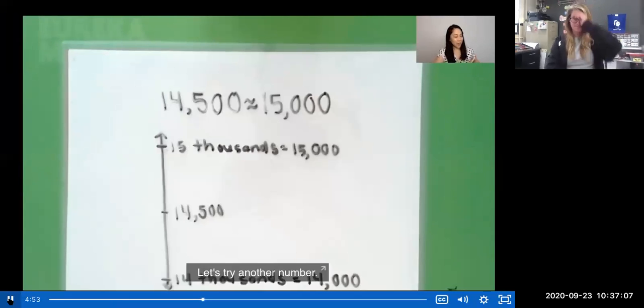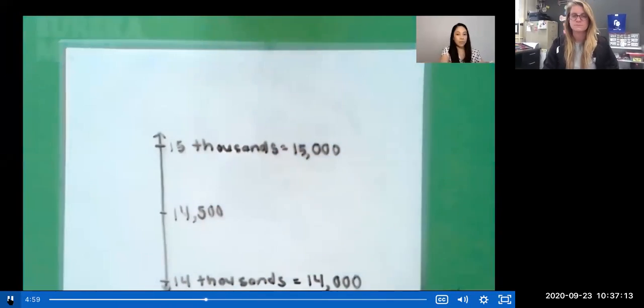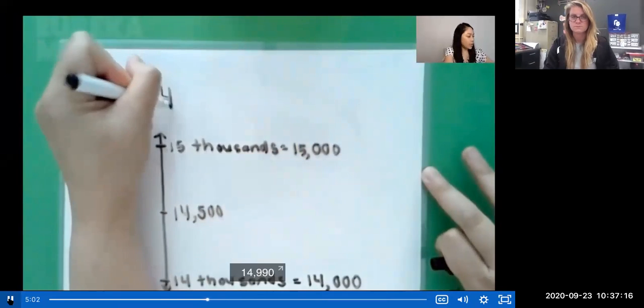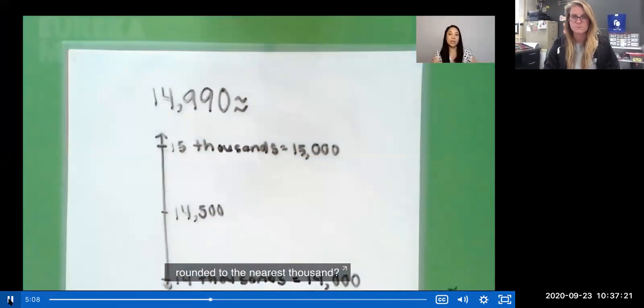Let's try another number. How about 14,990 rounded to the nearest thousand? Ooh, this one is tricky. Okay, they added in an extra 10. So earlier we were just rounding with thousands and hundreds, but now our tens place has a digit in it. So think about where on the number line you're going to put this number, 14,990. Put it on your number line, then unpause the video to see if you were correct.